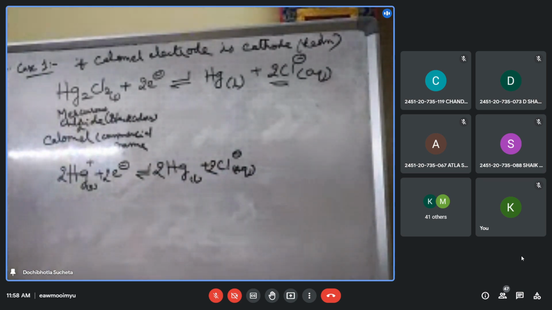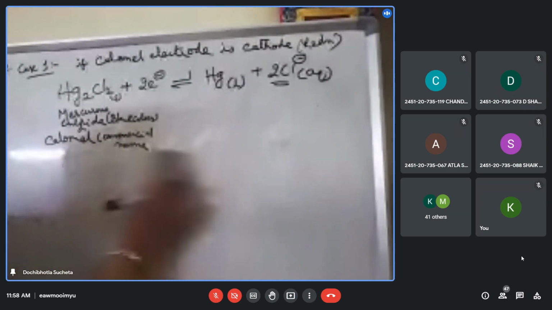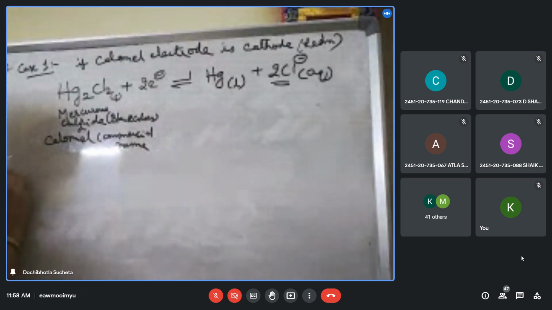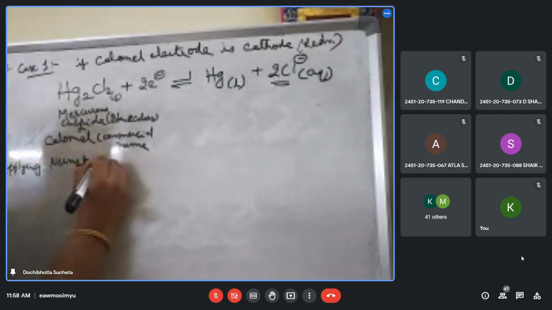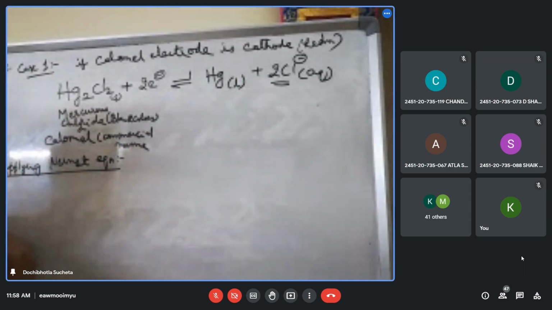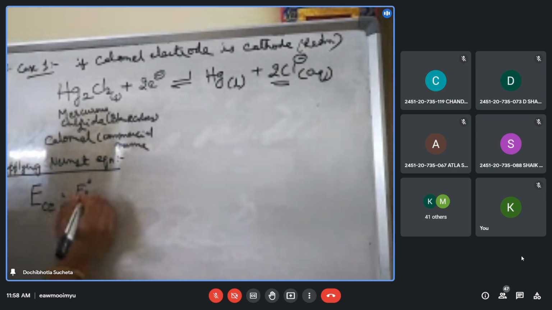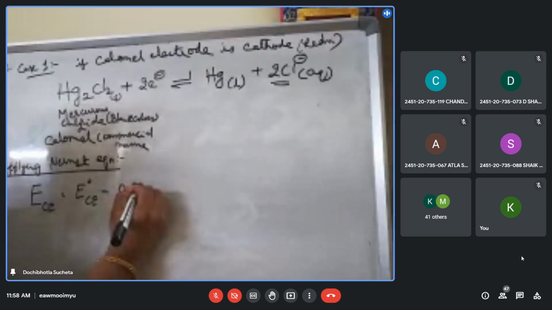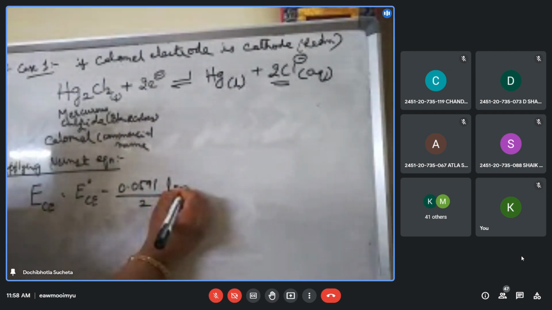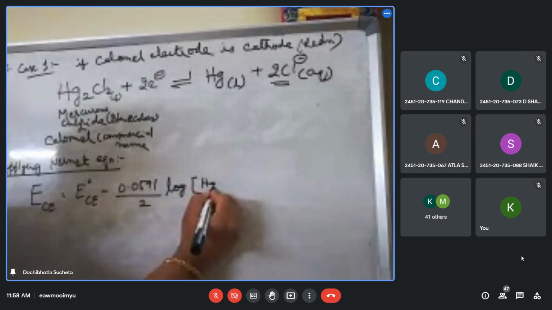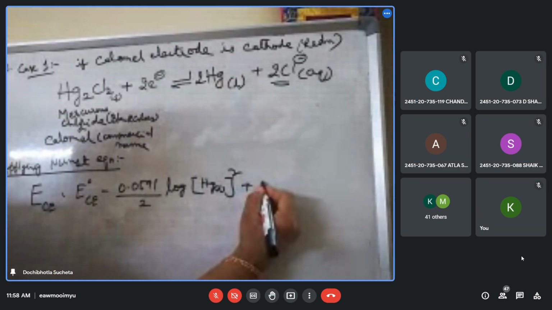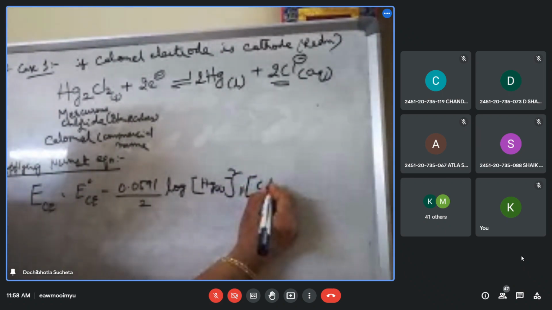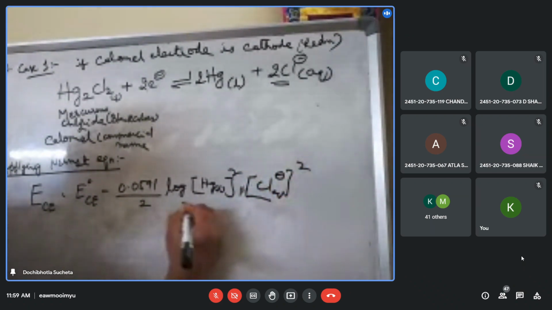Now can you apply the Nernst equation here? Please apply the Nernst equation and write. Applying the Nernst equation, we have E calomel electrode is equal to E naught calomel electrode minus 0.0591 by 2 log concentration of products by concentration of reactants.